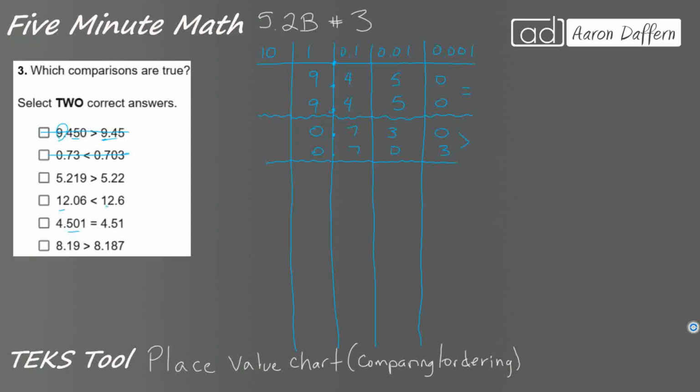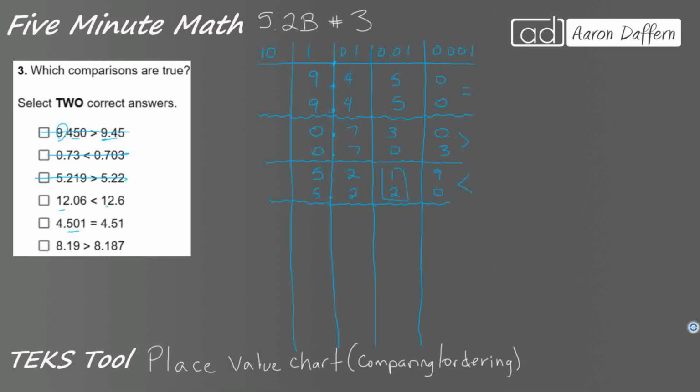So let's do our next one here. Now we've got 5 and 219 thousandths. And I've got 5 and 22 hundredths. We're going to add that 0, and we're going to compare them. And it looks like we've got a difference right here, right? So that 19 is going to be less than 20. So we're going to say it's less than, but they say it is greater than. So incorrect. All right, so 2 of the last 3 have got to be correct.